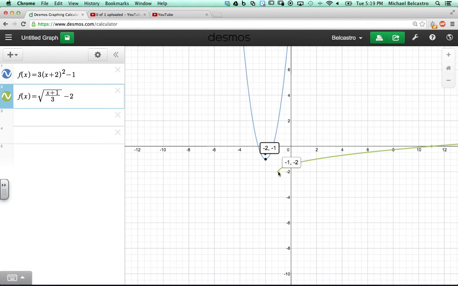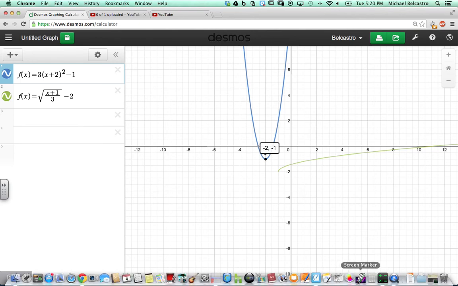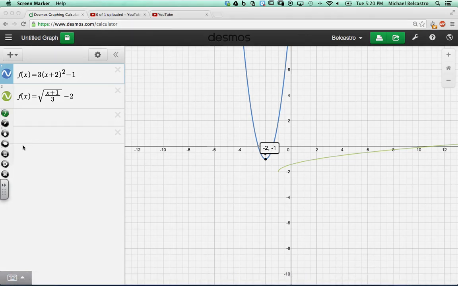Now, if you notice our new function, we should talk about this. Here was our old one, our vertex at -2 and -1. And -2 and -1 are what looks like our new vertex. It's not technically a vertex, it's actually at -1 and -2. So they've switched.